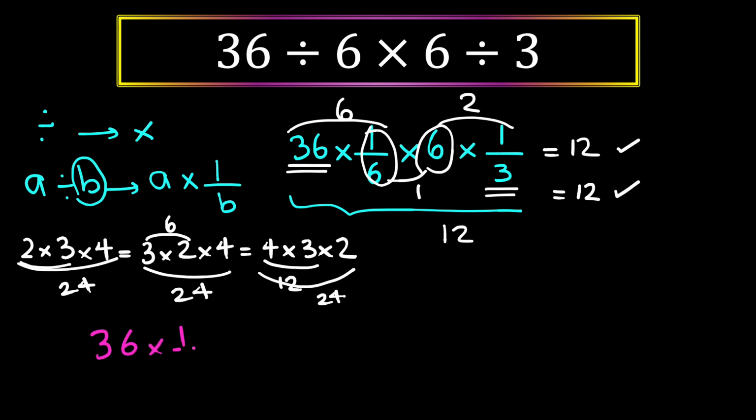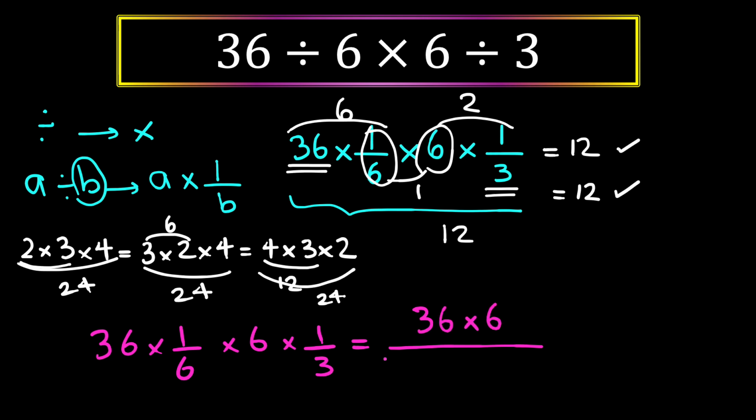Or besides all of that, we can simply multiply all the numerators and put them on the top. So 36 times 1 times 6 times 1, that is 36 times 6. And here we multiply all the denominators and put them on the bottom. So we have 1 times 6 times 1 times 3. So I write 6 times 3. And then simplify it just like this. We can cancel the 6 on top with the 6 on the bottom. So we have 36 divided by 3, which is equal to 12.